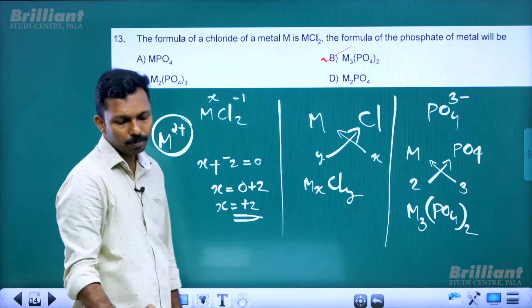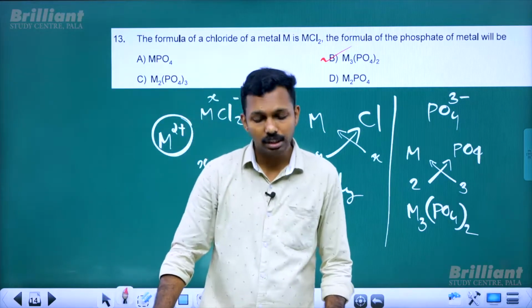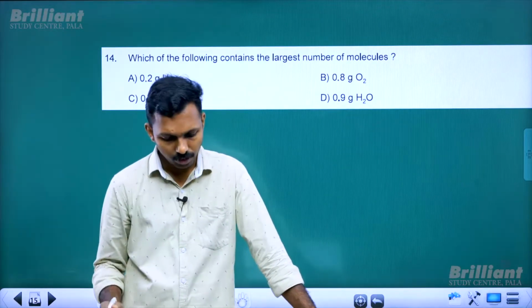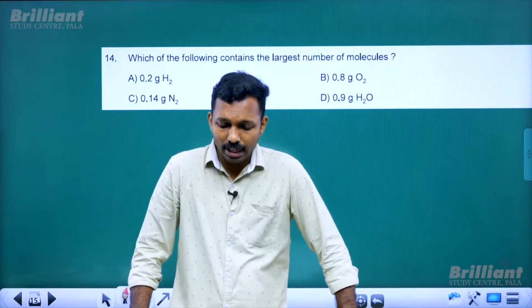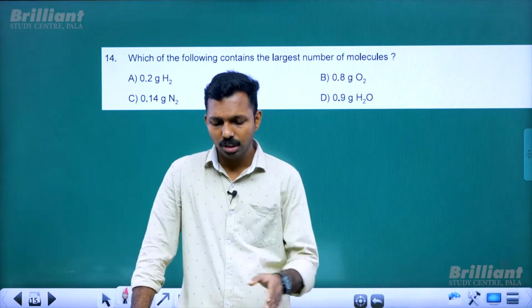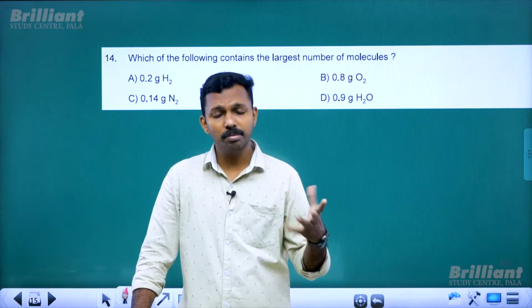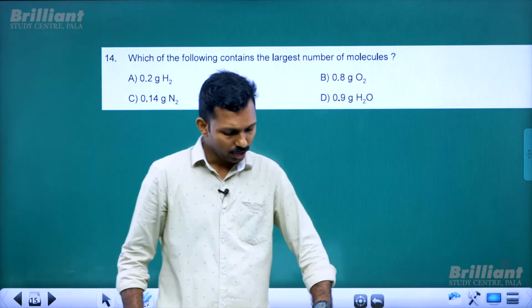Okay, option B is the answer option for our 13th question. Now going to question number 14. Which of the following contains the largest number of molecules? So 4 species are given here. Which among these contains the largest number of molecules? That is what we have to calculate.